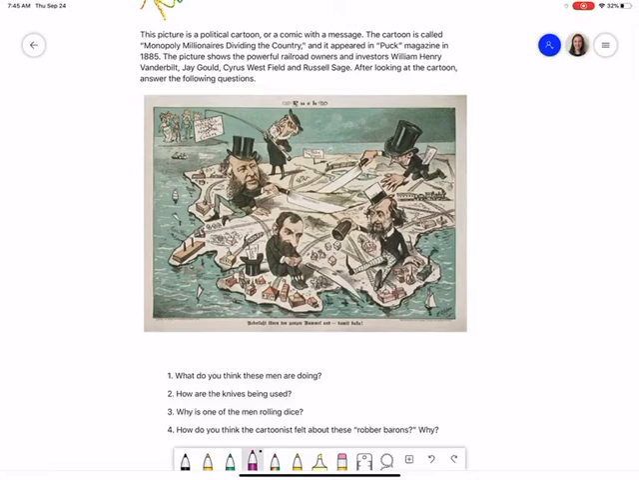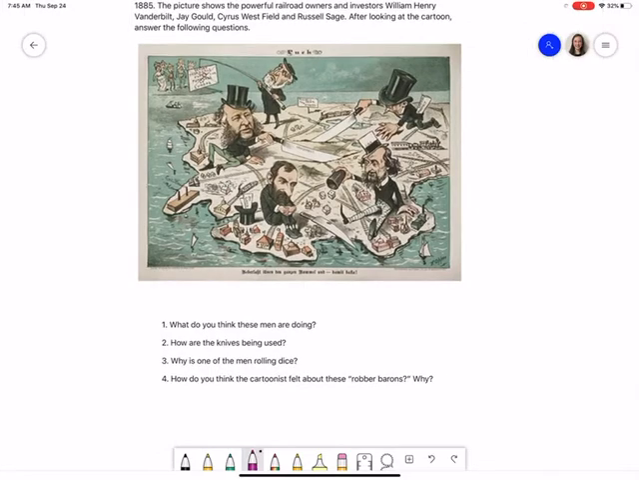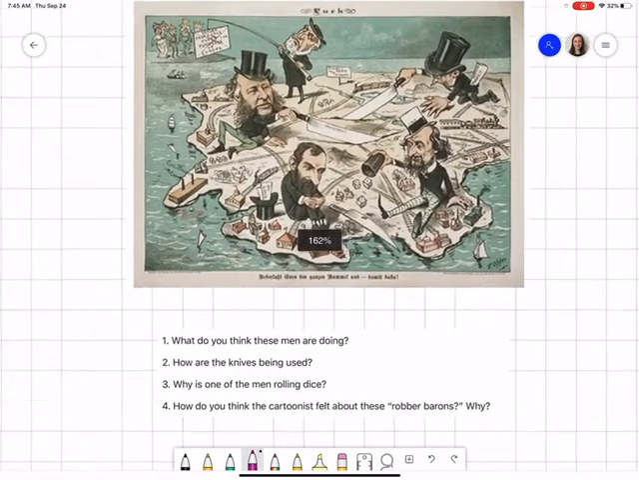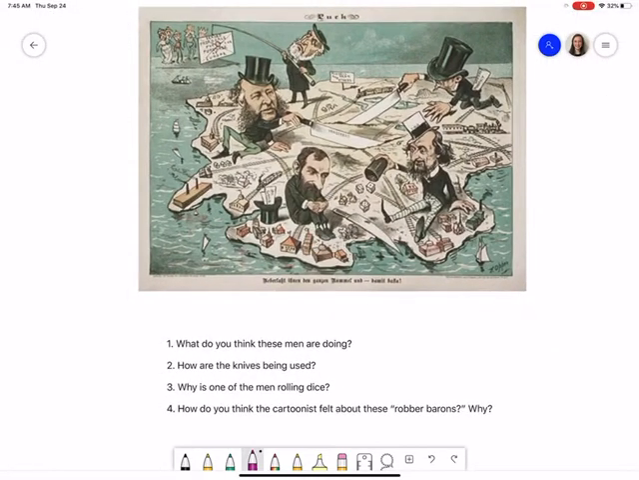After looking at the cartoon, we're going to answer these questions together. So take a moment and look at it. Be thinking about these questions. What do you think these men are doing? How are the knives being used? Why is one of the men rolling dice? How do you think the cartoonist felt about the robber barons and why?